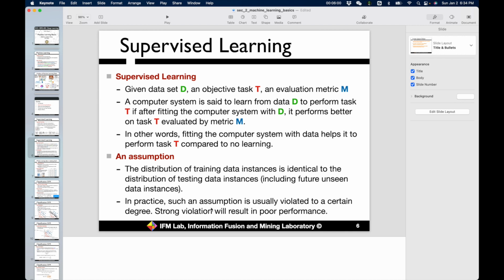A strong violation of this assumption will result in very poor performance of the model on the testing dataset. In other words, if we train a model on a training dataset whose distribution is very different from the testing set, the model will be useless for the testing set.